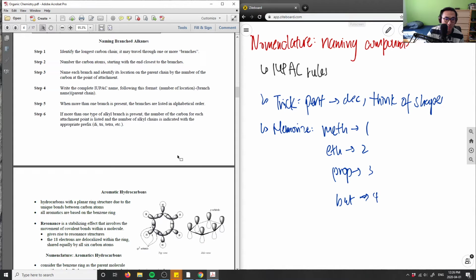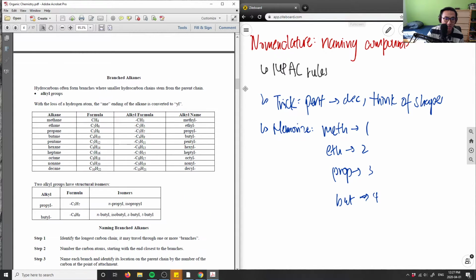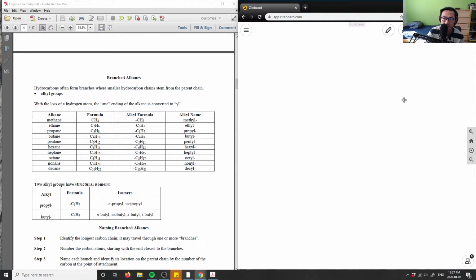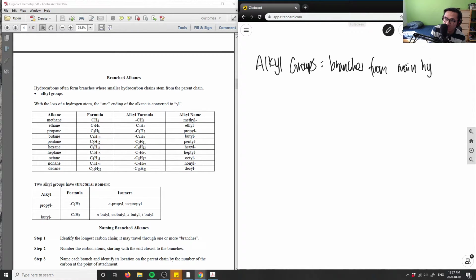So let's do some branched alkanes here. Branched alkanes are something like this. Hydrocarbons can form branches where smaller hydrocarbon chains stem from the parent chain. These are called alkyl groups. So they're basically just branches from the main hydrocarbon chain. And I'll show you what that is.